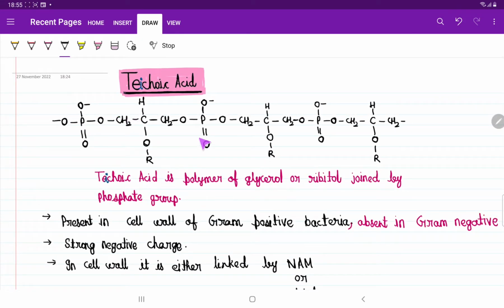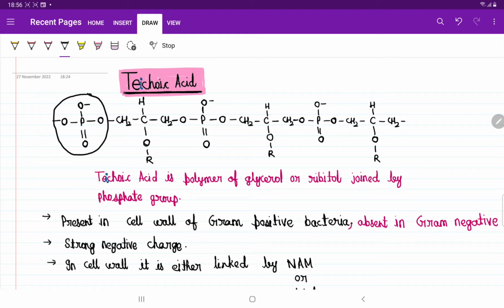This is teichoic acid, you see students. In teichoic acid there will be repeated glycerol or ribitol joined by phosphate group. This is the phosphate group, and this is one glycerol. You see, one glycerol has an OH group which is linking here, another glycerol's OH group is linking here, and the next glycerol's OH group is linking here. Glycerol is a trihydroxypropane. So that has a repeated unit, and two units are linked by a phosphate group.